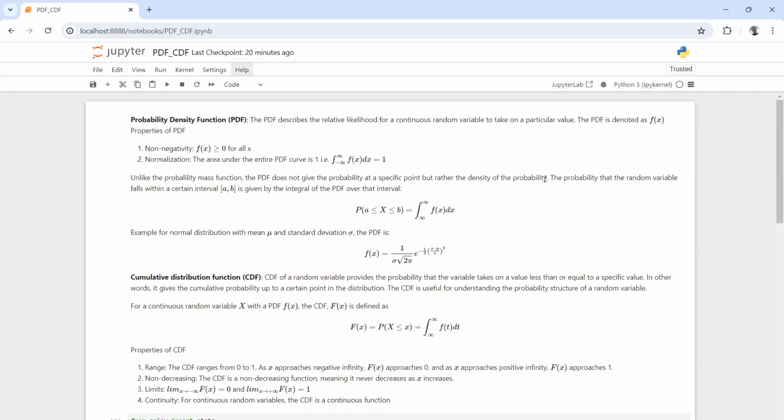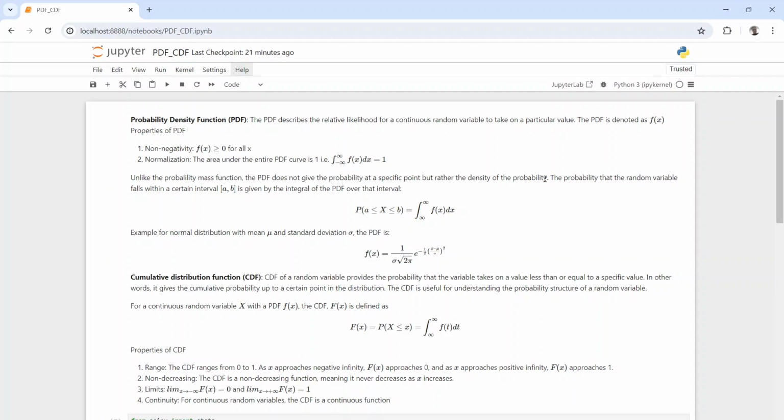I will talk about probability density function. The probability density function, or PDF, describes the relative likelihood for a continuous random variable to take on a particular value. It is usually denoted as f(x) and it usually satisfies the following properties.